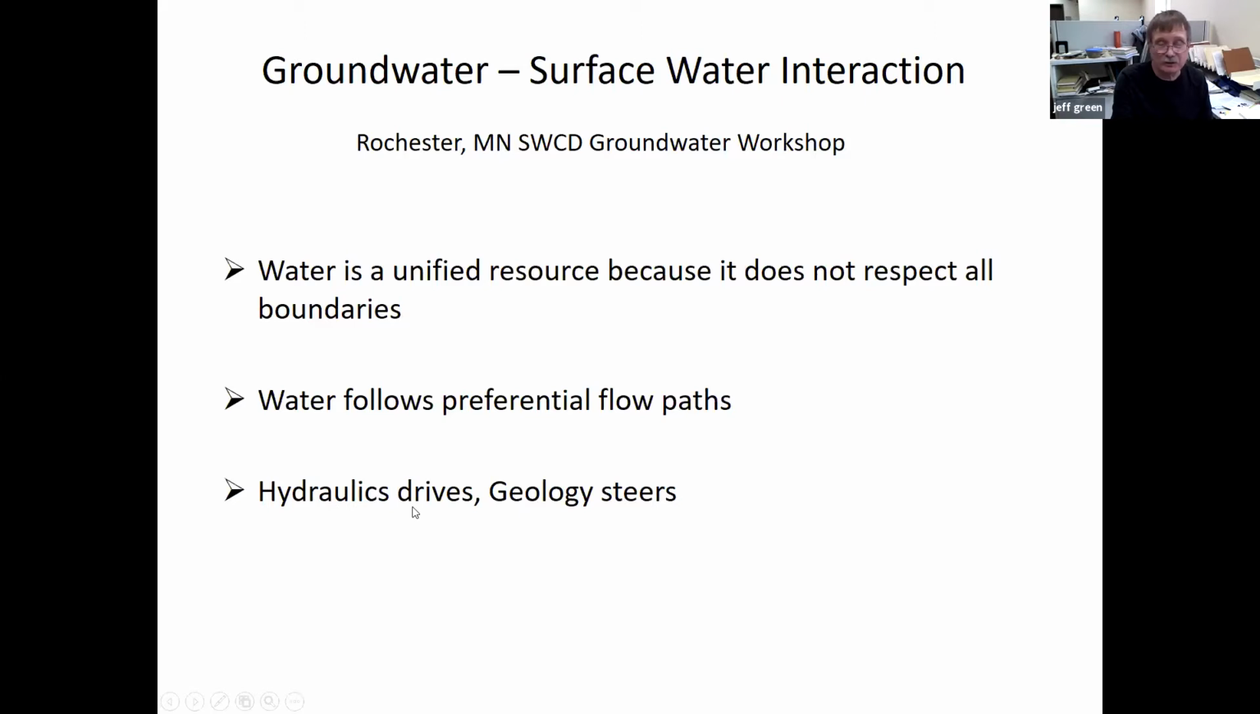How much pressure is there? What's the relationship in that aquifer between where the water is going in and where it's coming out? The hydraulics drive, but the geology steers. And you saw that in Dan Doctor's talk, how the geology has a tremendous impact on how groundwater moves.